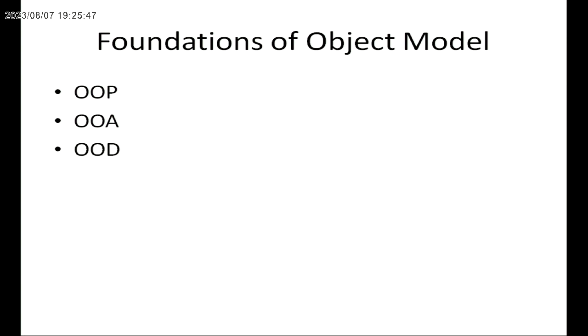Next one, object-oriented design. Object-oriented design is a method of design encompassing the process of object-oriented decomposition and a notation for depicting the logical and physical as well as static and dynamic models of the system under design. Object-oriented decomposition is what makes object-oriented design quite different from structured design.